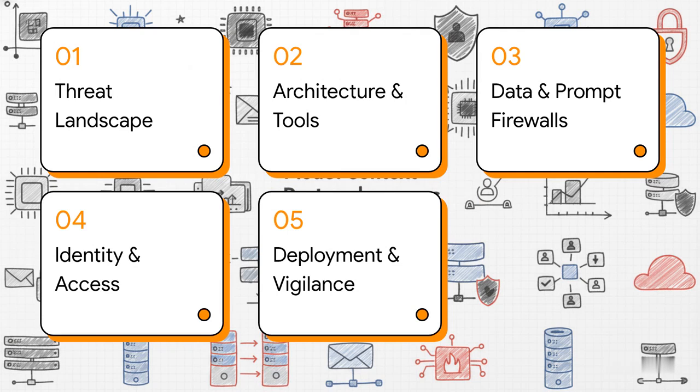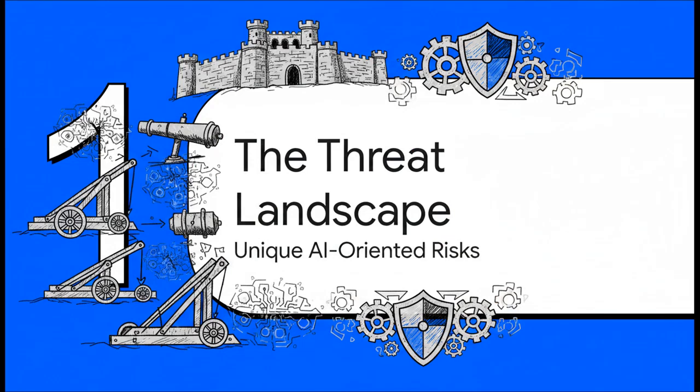To build our fortress, here's the game plan for this explainer. First, we'll map out the threat landscape. Then, we'll build our 4 rings of defense, starting with architecture and tools, moving to data and prompt firewalls, checking identity and access, and finally, deployment and vigilance. Let's get to it. All right, part 1, the threat landscape and the unique AI-oriented risks we're up against.